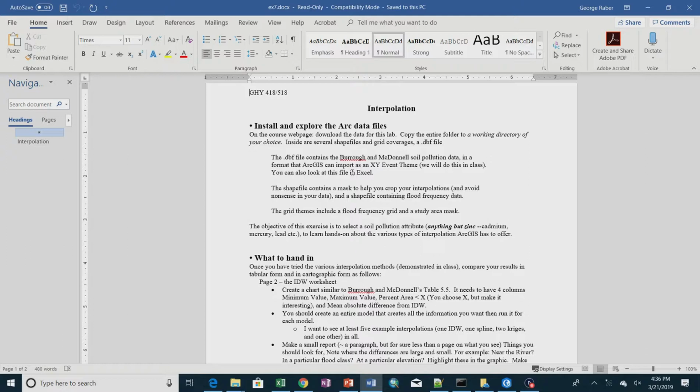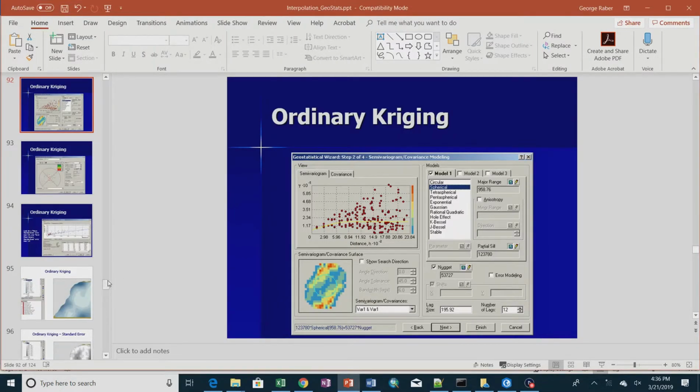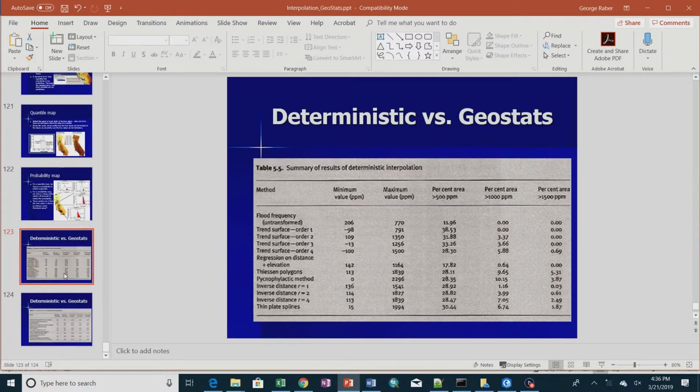Okay? Basically, what you're going to do is you're going to create a table that's similar to this table here, except I'm not going to ask you to do as many methods. You're basically going to compare how different interpolation algorithms can get. And so what I want you to do is, if you choose cadmium, I want you to take the cadmium data set and run 5 different interpolation methods on it. Report the minimum value, report the maximum value. Then you're going to choose an arbitrary value that's in the middle of your data. In other words, don't choose some value that's outside the range of your data.